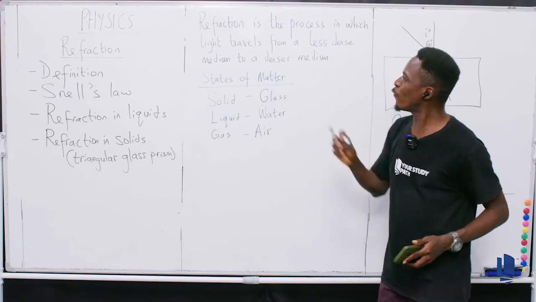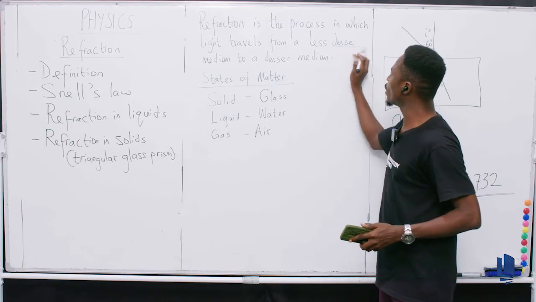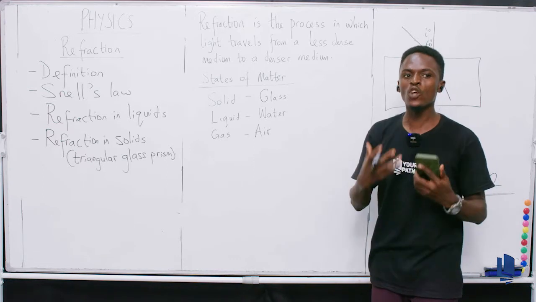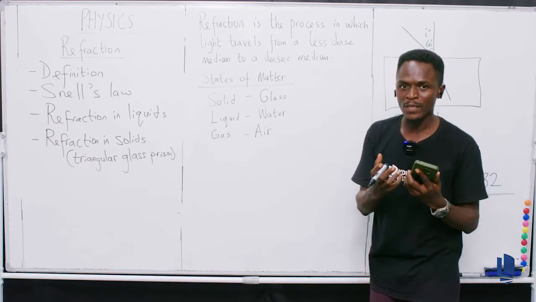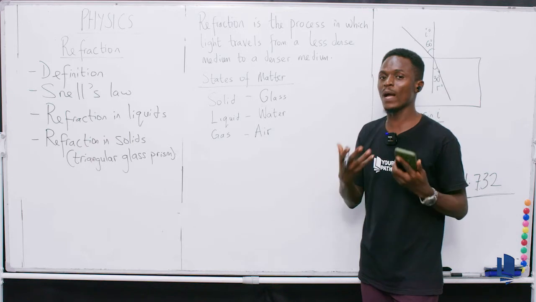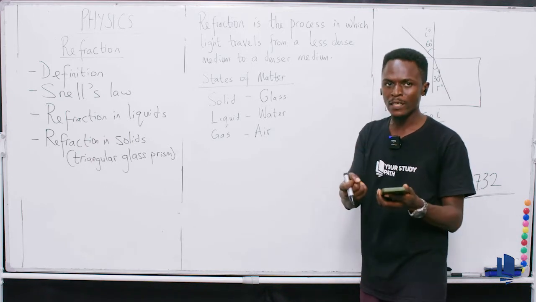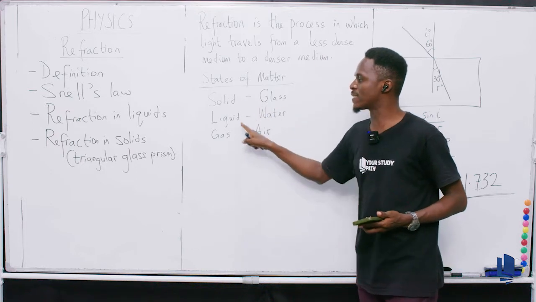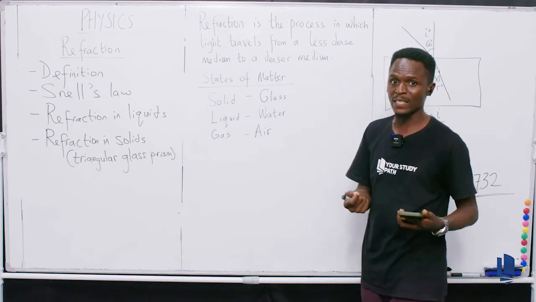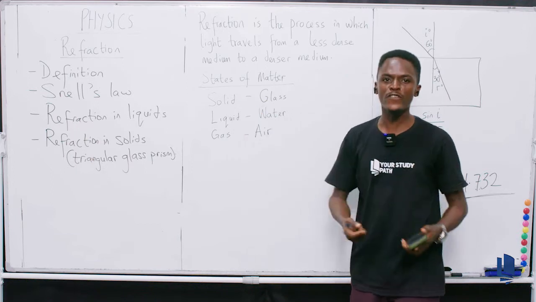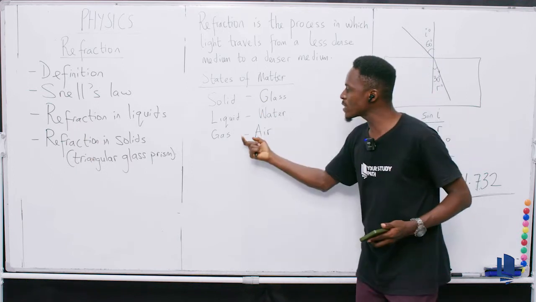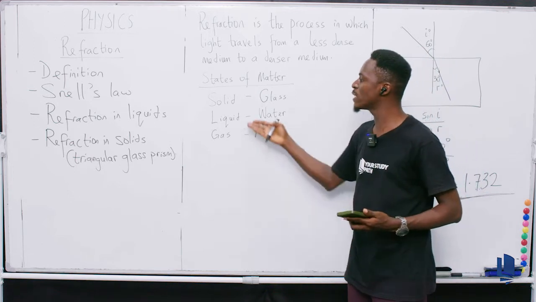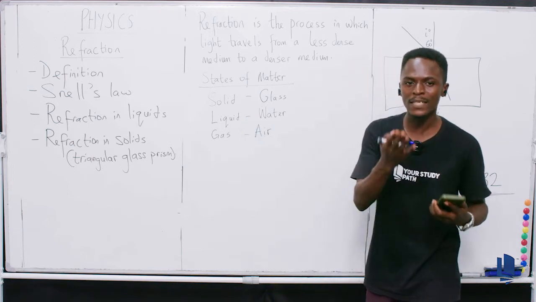For the word dense or denser, what is it representing? It simply means something being heavy. In normal English, we are making reference to something being heavy. So when you say solid is denser than liquid, you are simply saying that solid is heavier than liquid. When you say liquid is denser than gas, you are saying liquid is heavier than gas.